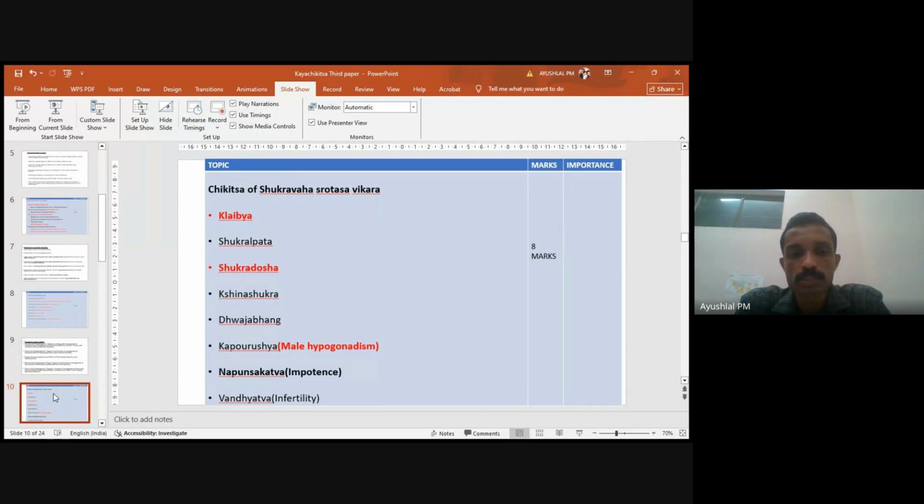Ashta Shukra doshas are described by Charaka and Sushruta. There are 8 types of Shukra doshas. And Shukra dosha Chikitsa is also important. So these are the 2 areas where you can expect a 5 marks question from Shukravaha Srotas.